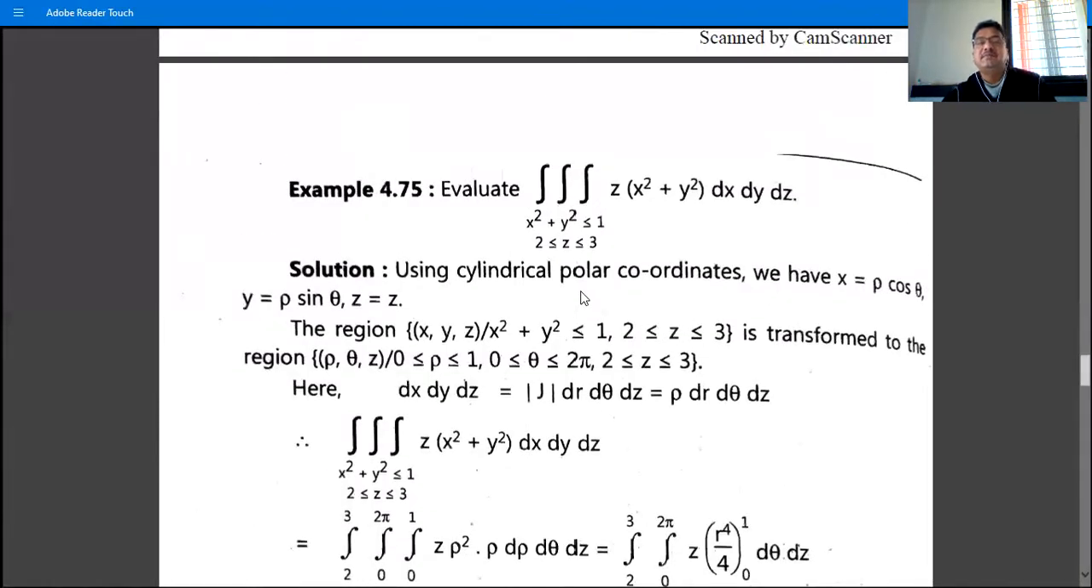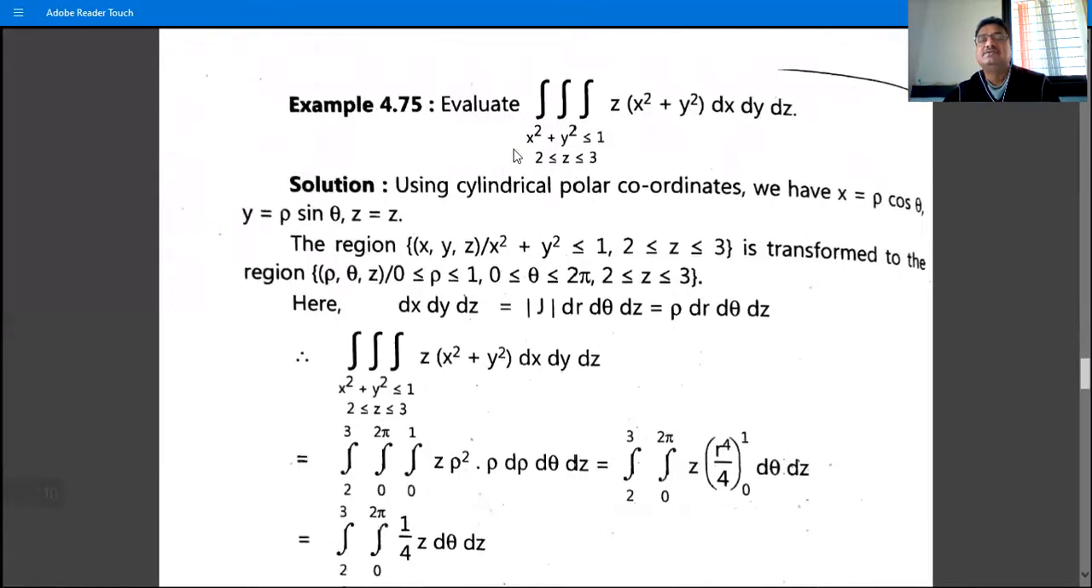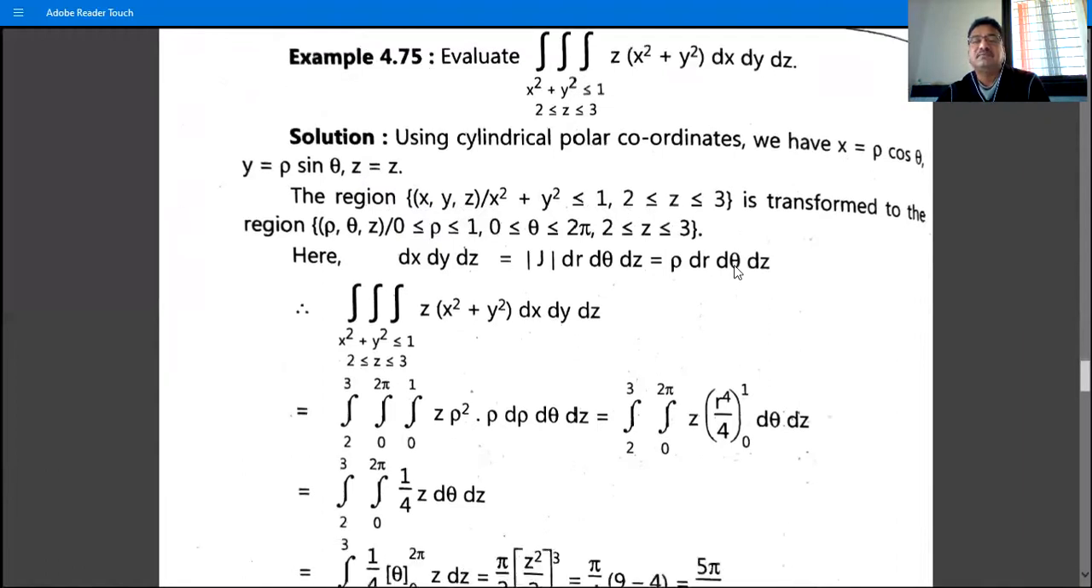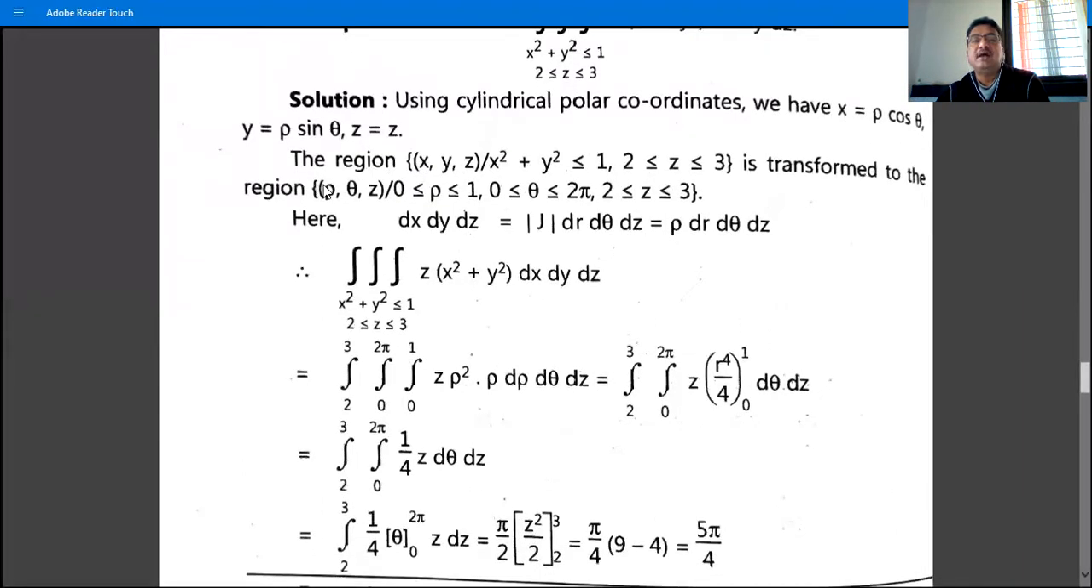So this is another problem, on cylindrical polar coordinates. Using cylindrical polar coordinates we have to solve this triple integration, where x is r cos theta, y is r sin theta, and z is equal to z. The region is the set of x, y, z such that x square plus y square is less than or equal to 1, and z runs from 2 to 3. Transform to the new notation, r theta z. What is the limit of r? 0 to 1, because x square plus y square is equal to 1 is a circle with radius 1.